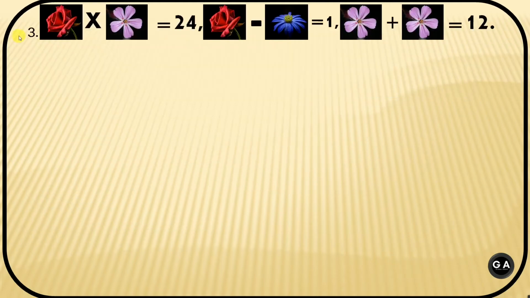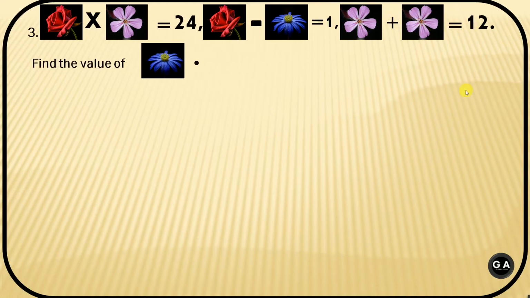Question number 3. This red flower multiplied with this pink flower equals 24. This red flower minus this blue flower equals 1. This pink flower plus this pink flower equals 12. Find the value of this blue flower. Options are option A 5, option B 1, option C 4 and option D 3.